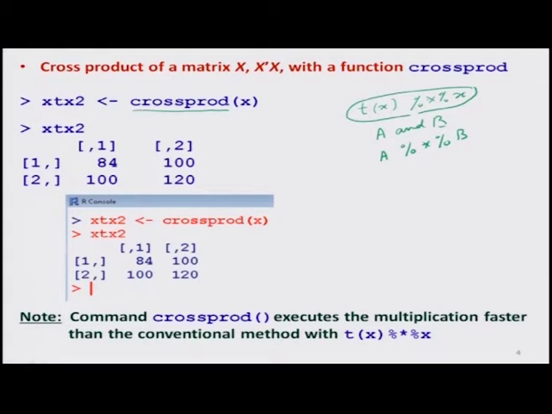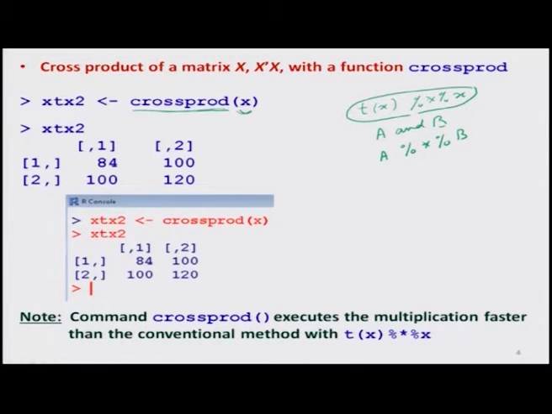So, instead of writing the entire thing, I can simply write here crossprod, and inside the bracket I will write down the matrix whose multiplication I want, in a way like transpose of the matrix multiplied by the matrix. The advantage of this operation is that it executes the multiplication faster than doing the basic manipulation by transpose of x and multiplication by x matrix.